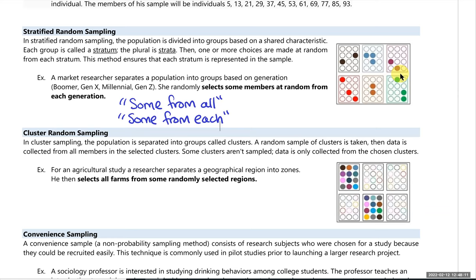All right, versus cluster, I've got groups. But now they're not based on a shared characteristic, they're just groupings. So that's why these dots are different colors here. Usually the easiest way to think about this is looking at a geographic region that's quite large. So I'm just gonna go with LA County and pretend that we've got a lot of farms, probably not so much in LA County, but I'm gonna go with it.